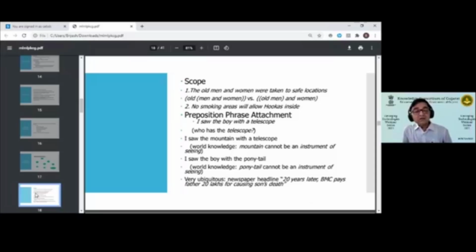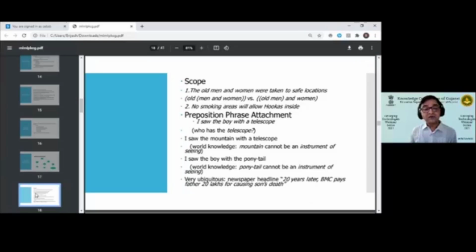Another example is: no smoking areas will allow hookahs inside. So what does it mean? Does the no go with the phrase smoking area, or is the phrase no smoking area? If it is smoking area, it means that smoking areas will not allow hookahs inside. But if we are talking about no smoking areas, then the meaning is different. Then it says that there are some no smoking areas which allow hookahs inside. So there is an ambiguity of scope while you are doing the structure processing of breaking a sentence into noun phrases and verb phrases. Then there is a problem of preposition phrase attachment.